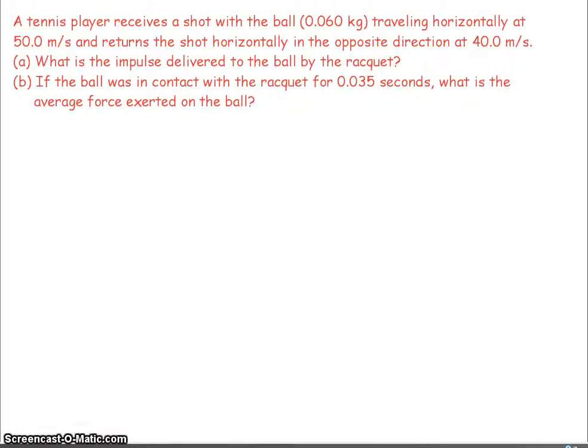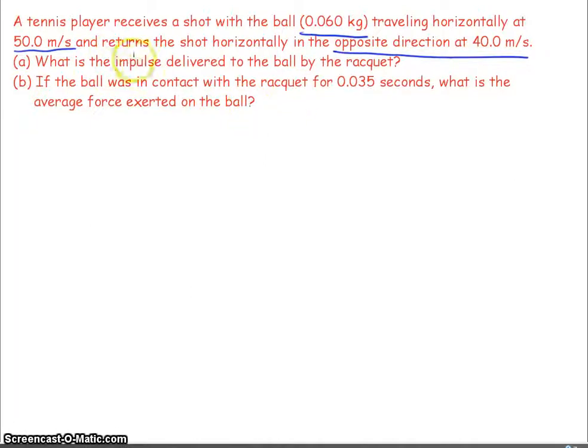Okay, so here we have another problem in the impulse momentum unit. A tennis player receives a shot with the ball, there's our mass of the ball, traveling horizontally at 50 meters per second, and returns the shot horizontally in the opposite direction at 40 meters per second. Question A, what is the impulse delivered to the ball by the racket?